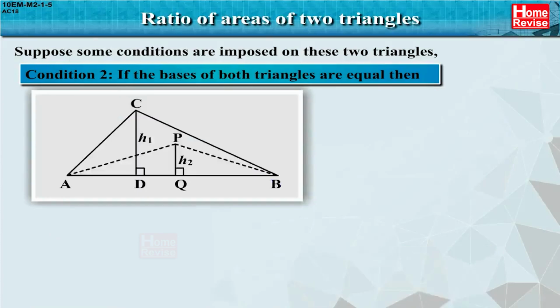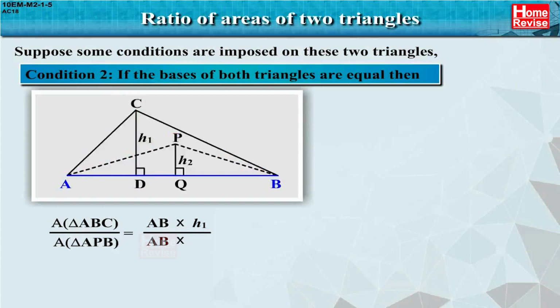Condition 2. If the bases of both triangles are equal, then area of triangle ABC upon area of triangle APB is equal to AB multiplied by H1 upon AB multiplied by H2. Therefore, area of triangle ABC upon area of triangle APB is equal to H1 upon H2.